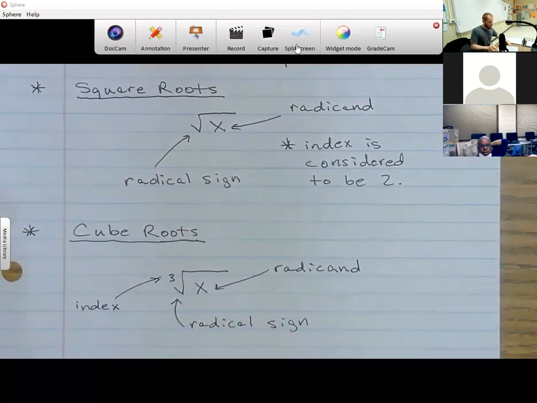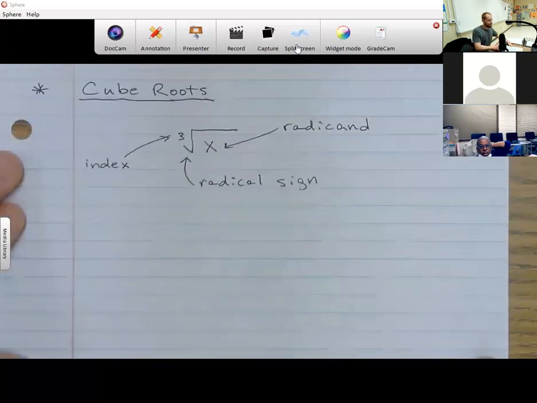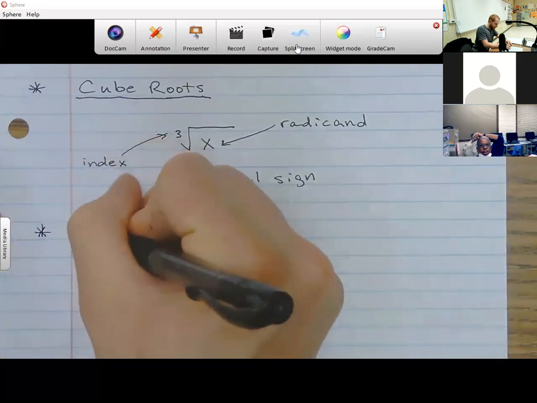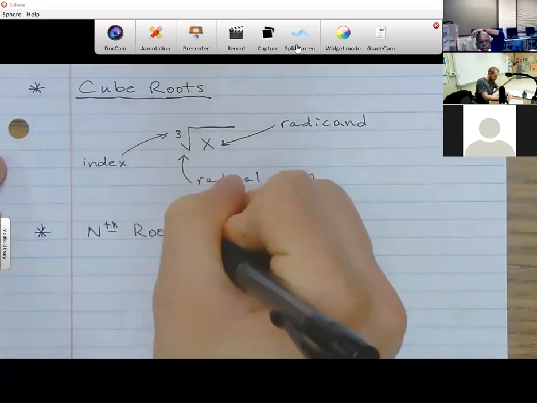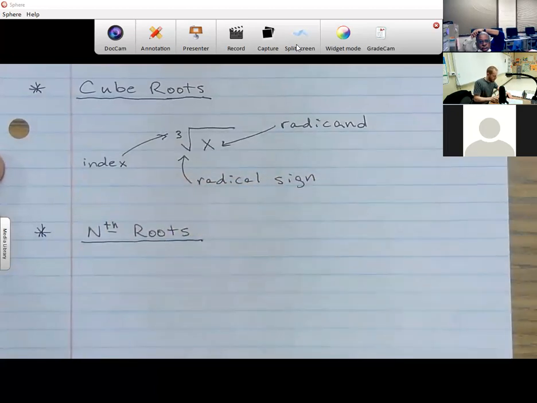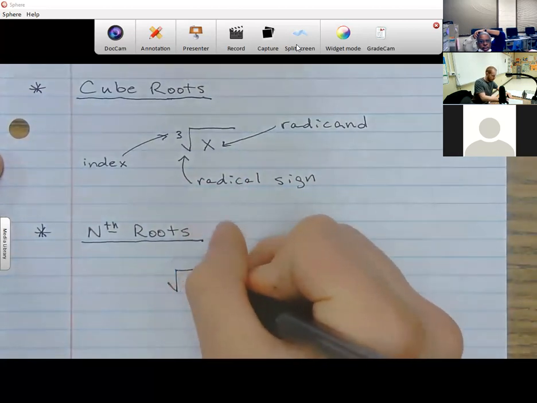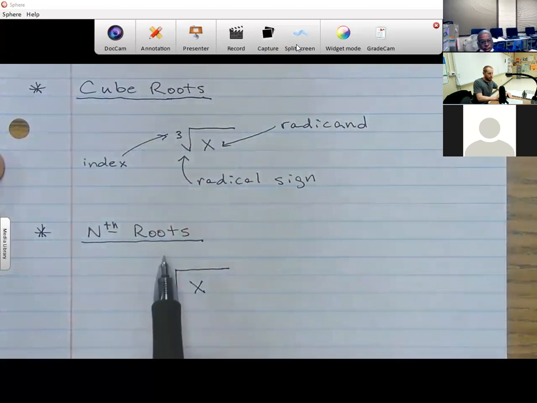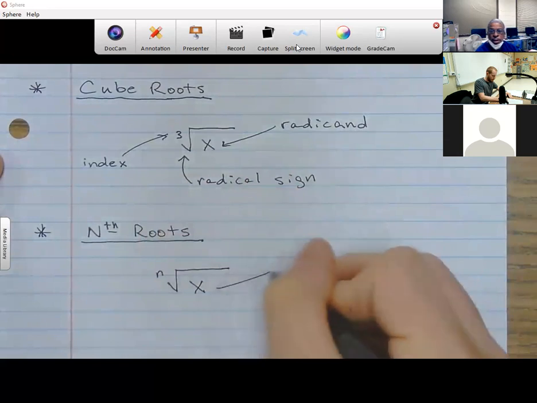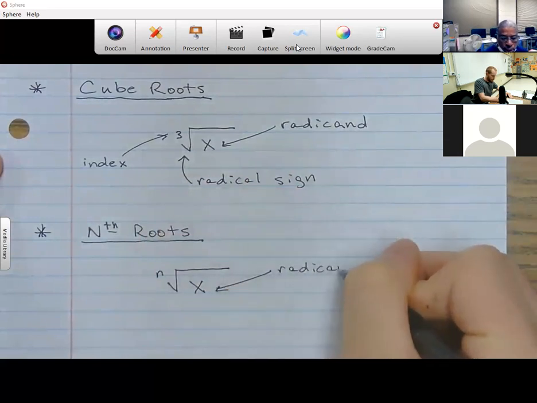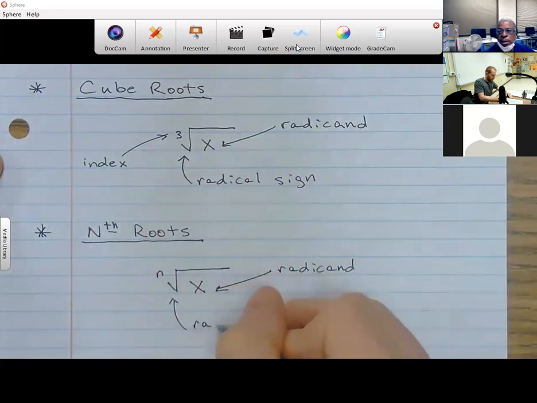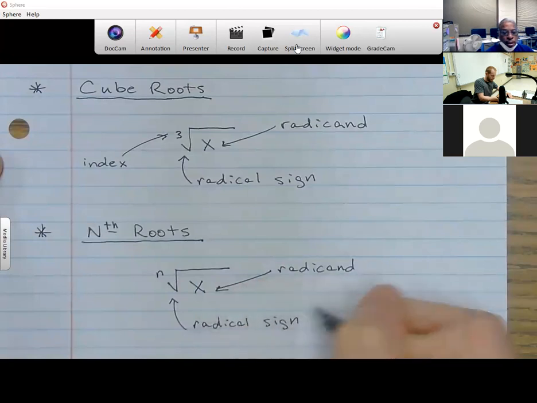And the index is going to tell you what kind of root you're taking. So whether you're taking a square root or a cube root or maybe a 4th root, basically the number is going to tell you which root you're taking. And then finally, let's talk about the nth root. This one is basically just a general kind of thing. So just like before, you're going to have something on the inside. Let's just call it X. You're going to have your radical symbol. And of course, up top, you're going to have your index. This is called the radicand, as usual. This is called the radical sign. And this would be the index.